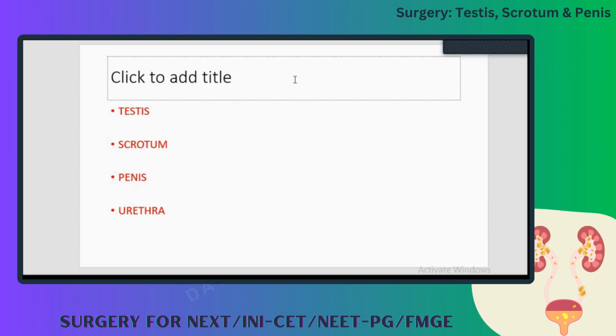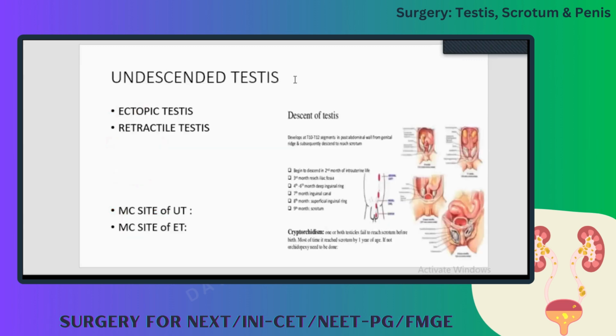So now testis, scrotum, penis and urethra will go a little fast. Undescended testis. Which organ ascends? I told you in the morning. Kidneys. So which organ descends? Testes. So if it doesn't descend, it is known as undescended testis.